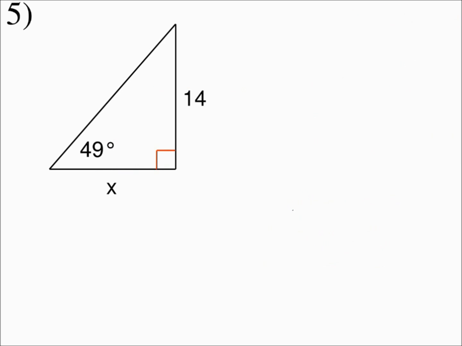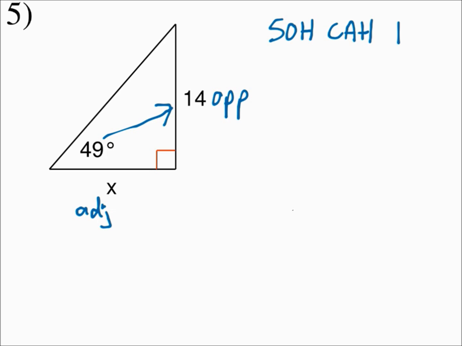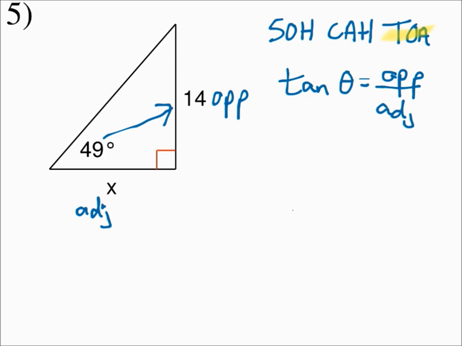Number 5. In working with this triangle, let's first identify the sides I'm dealing with. With respect to the acute angle that's measured 49 degrees, the side across from that is opposite. The leg next to it is adjacent. Do I do sine, cosine, or tangent? Remember SOHCAHTOA. Opposite and adjacent, OA, that'll be tangent. Tangent theta equals opposite over adjacent.